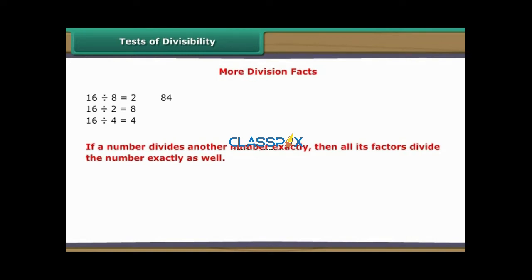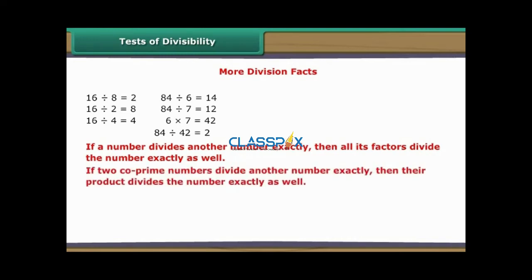The co-prime numbers 6 and 7 divide 84 exactly. Their product 42 also divides 84 exactly. Therefore, if two co-prime numbers divide another number exactly, then their product divides the number exactly as well.